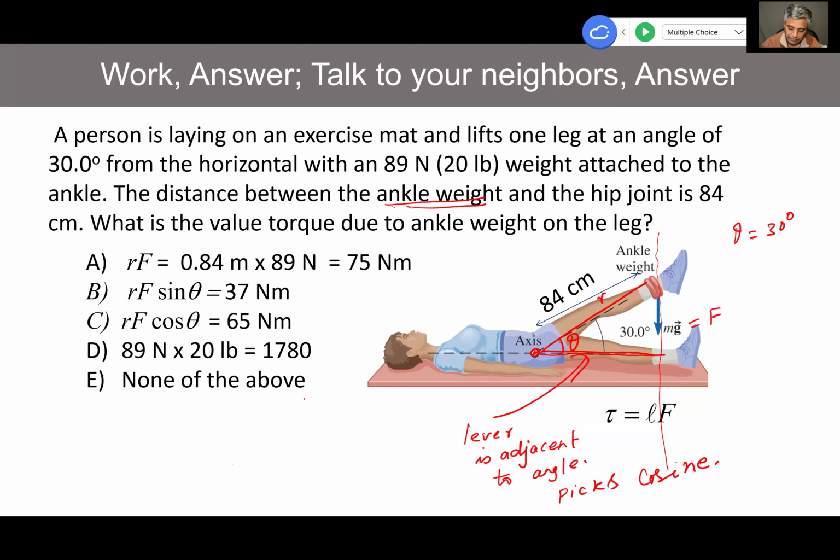We had a very similar clicker question. See, this is the very same thing here. This is R, and this is F. It is just like that, okay? We had a clicker question just like that before, okay? So it picks cosine, which means it's going to be this one here.